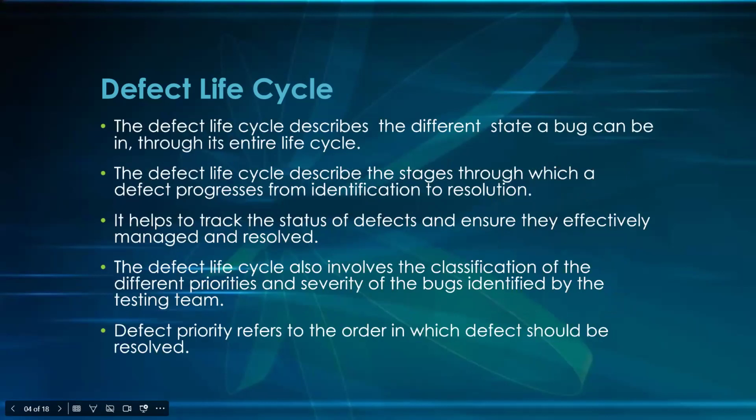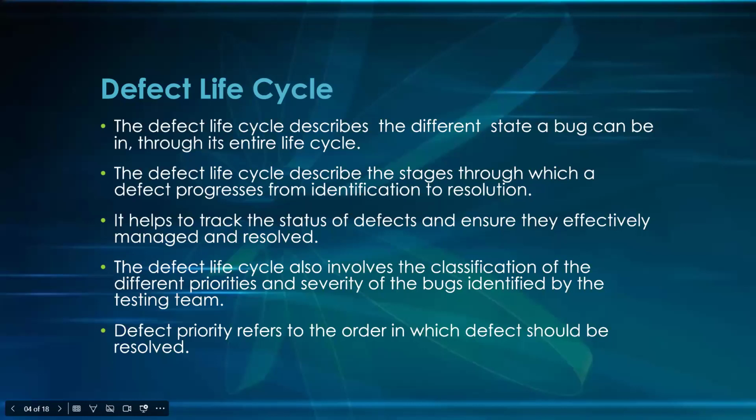Defect life cycle. The defect life cycle describes the different stages a bug can be in through its entire life cycle. Another explanation can also be that the defect life cycle describes the stages through which a defect progresses from identification to resolution. It helps to track the status of defects and ensure they are effectively managed and resolved.